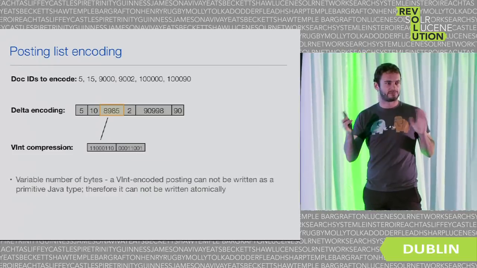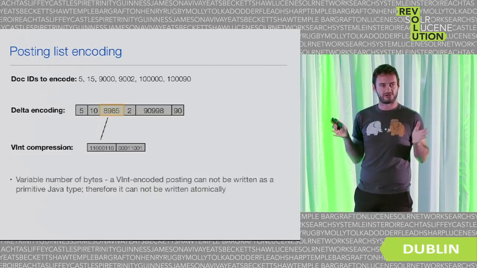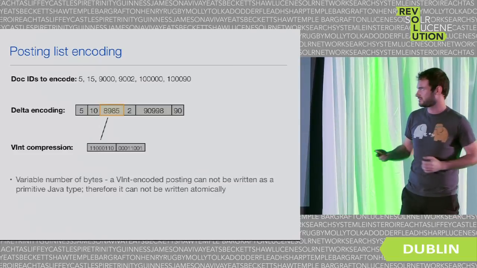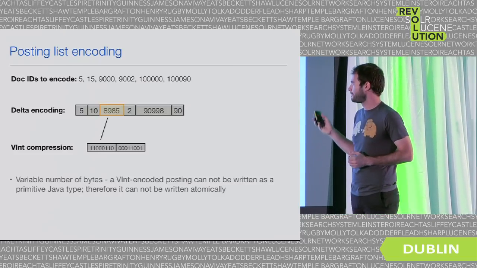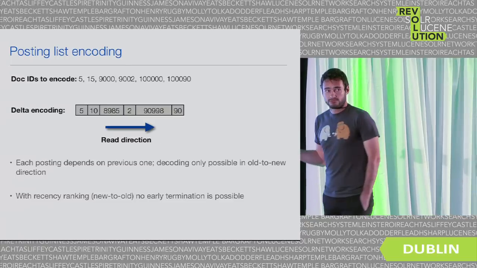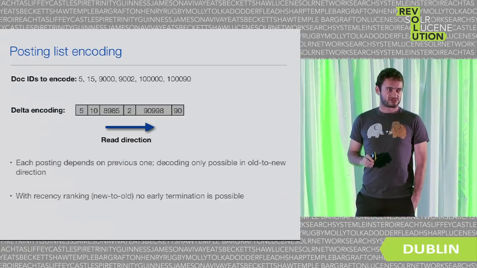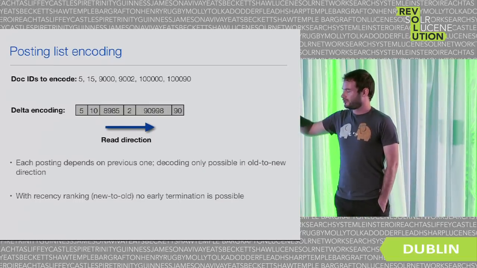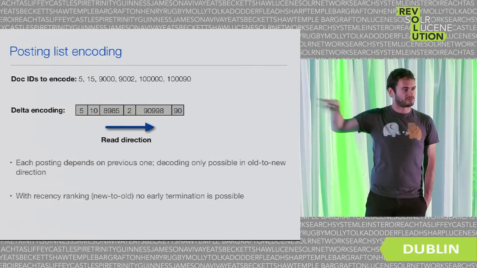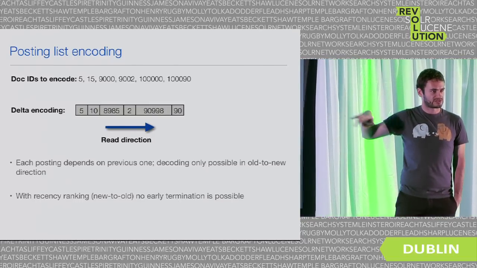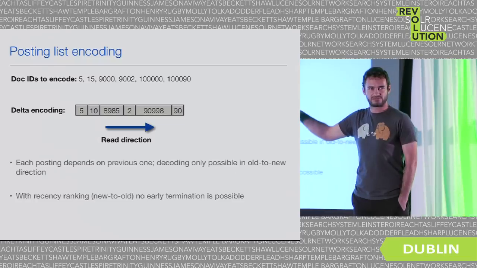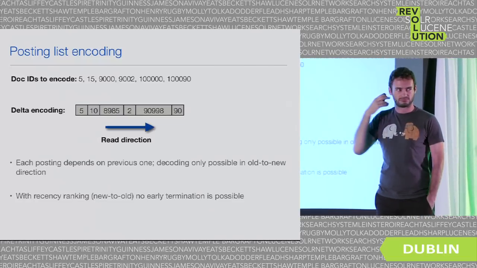So now we only need a variable number of bytes for numbers, and it makes sense to make the numbers smaller to save space. That's why we use delta encoding. Some problems here, and that's why we had to change this encoding in Earlybird, is that you can only read these postings in the old to new direction, the direction you have written them in, because with delta encoding every posting depends on the previous one.